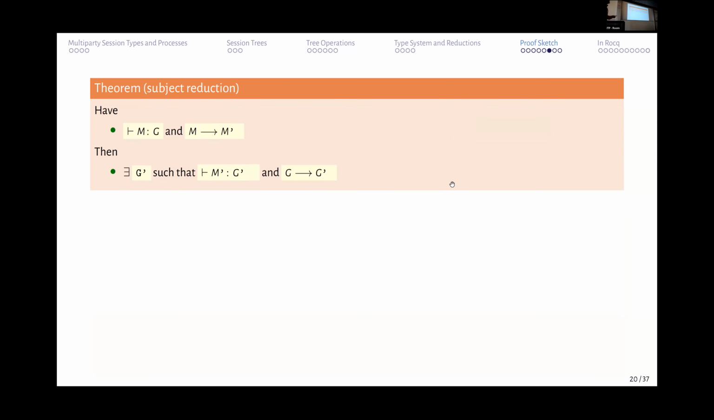This brings us to the subject reduction theorem, which states that if you have a session that types the global type tree and the session can reduce, then you can find a global type tree that types that reduced session, and that global type tree also reduces to this G prime.